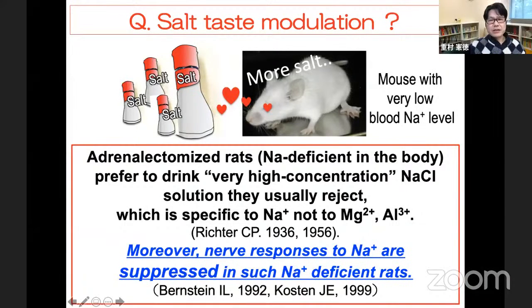So please imagine that you drink the sea water. Maybe you cannot drink it, but they like it, which is specific to sodium, natrium. Moreover, nerve responses to sodium are suppressed in such sodium deficient rats. From this result, we speculated that the salt taste sensitivity is modulated by an unknown humoral factor depending on blood sodium level.